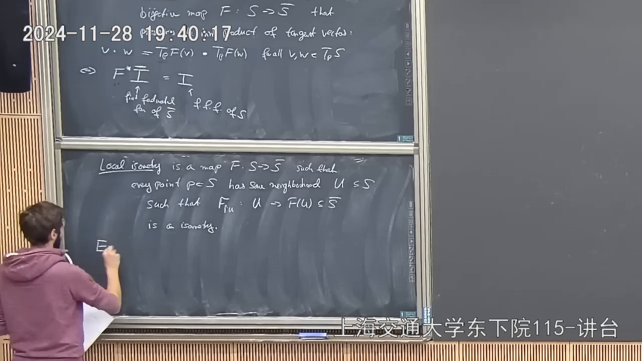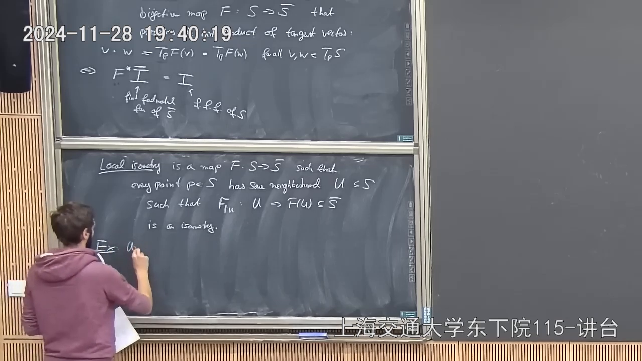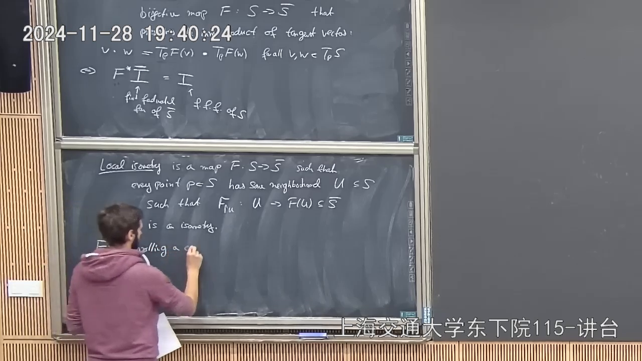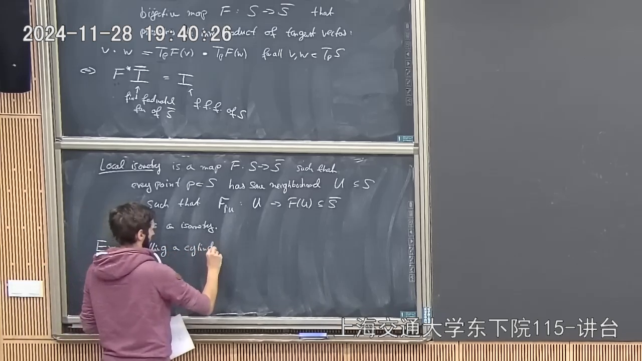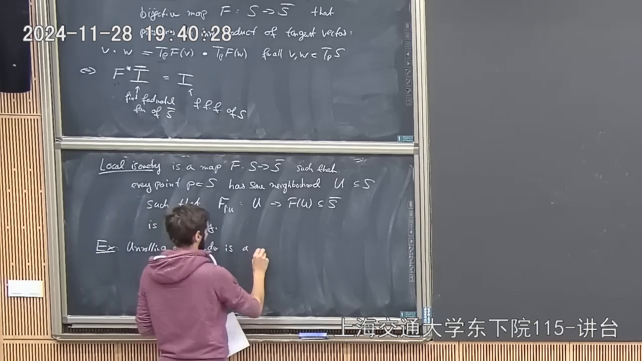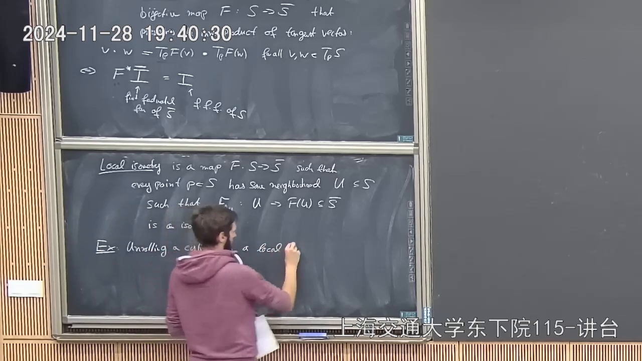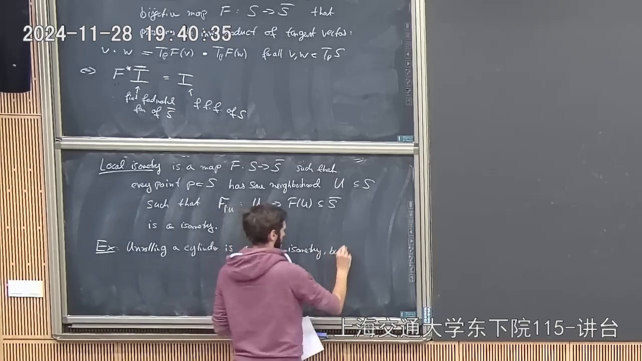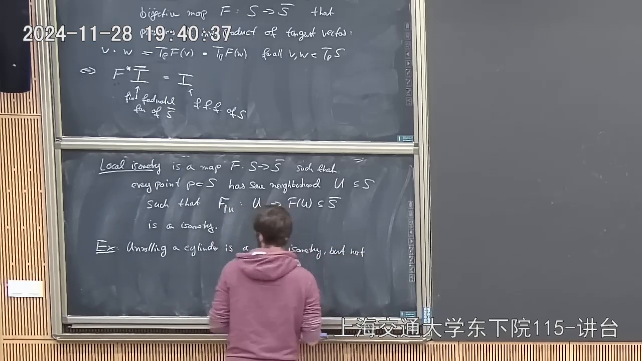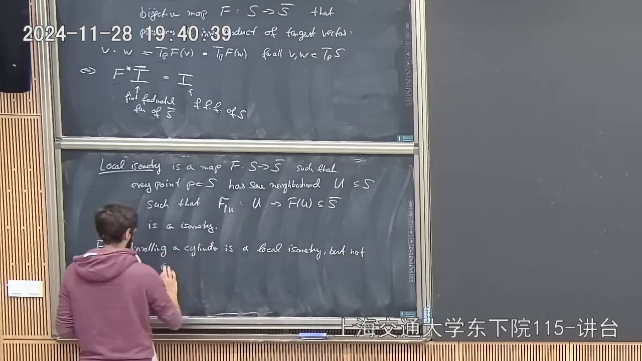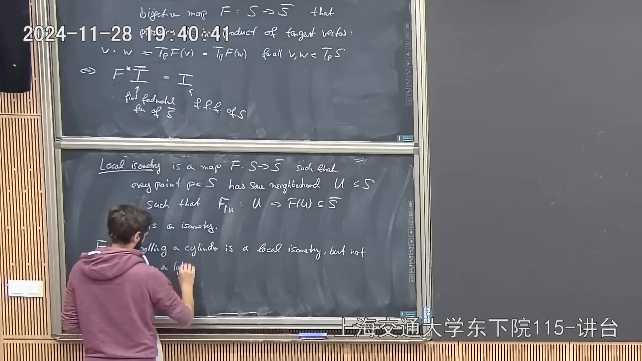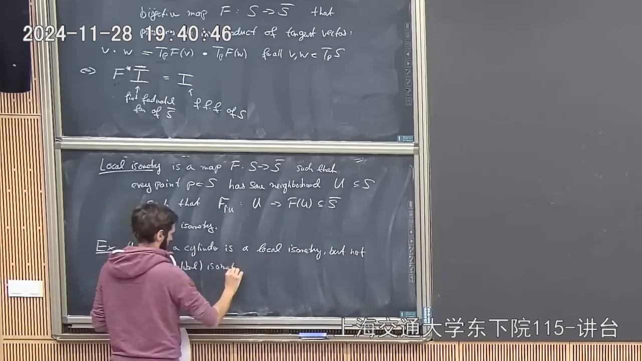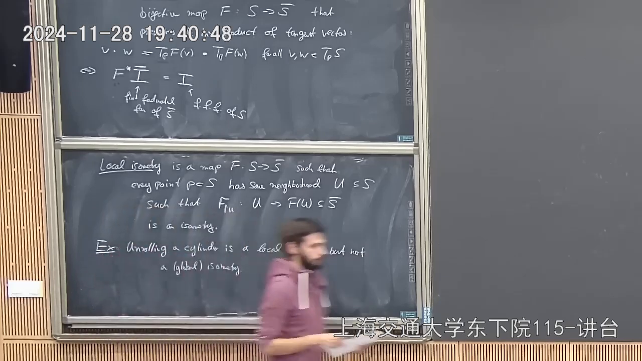So the example here is unrolling the cylinder: a local isometry, but not a global one. Exactly, because of these point properties.